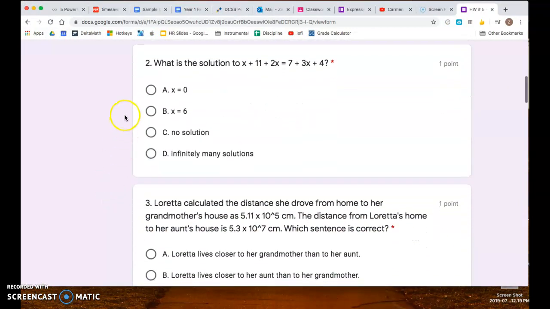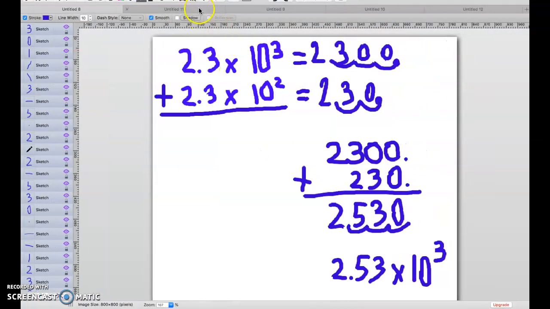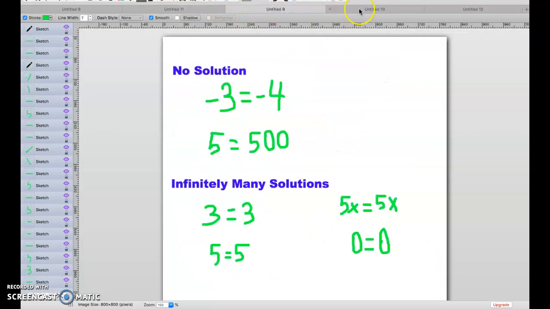All right, problem 2. I have 2 things to say about this. 1, I made a help video for how to solve equations. That video is in the description of homework assignment number 4. It's called homework assignment number 4, help video 3. The second thing I need to say is talking about what no solution or infinitely many solutions means. And we've done that before.